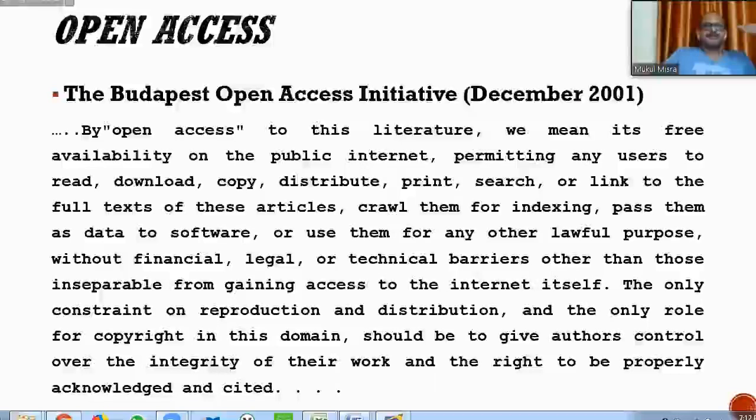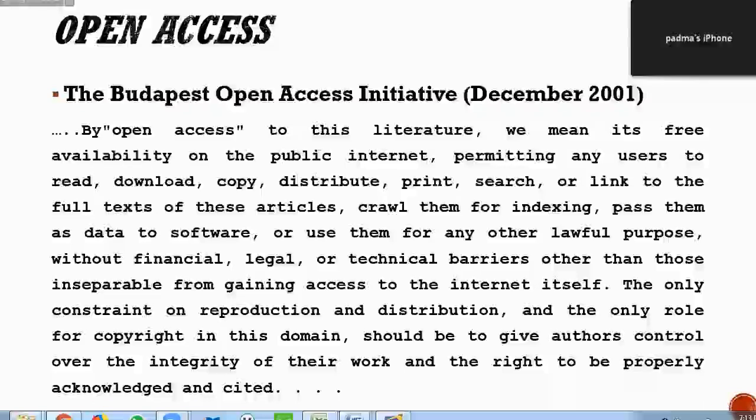If you read, the only constraint on reproduction and distribution, and the only role for copyright in this domain, should be to give authors control over the integrity of their work.